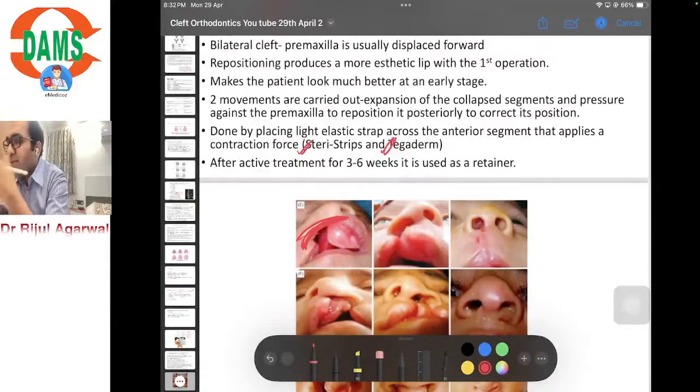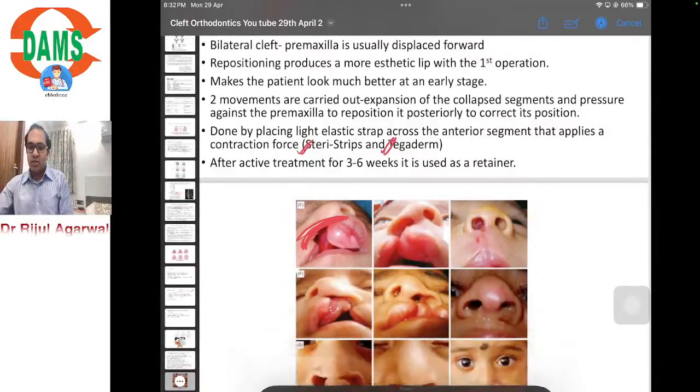So what does it do? It applies a contraction force on these segments, which helps in closure of the cleft segment. They apply elastic force and help in closure. The caregivers are instructed to change these strips daily, so as to apply a contraction force. So what will be the result? When the surgery is done, there will be less tension in the tissue and it will lead to a better aesthetic result at the stage of surgery.